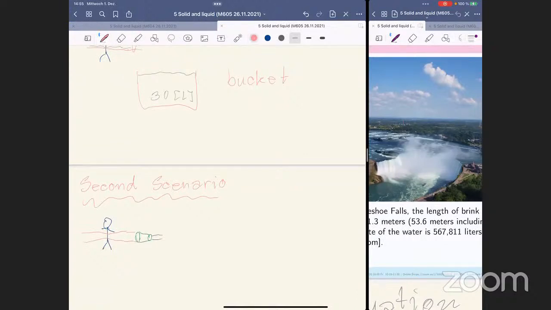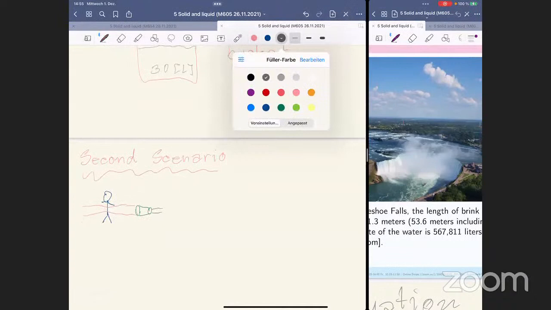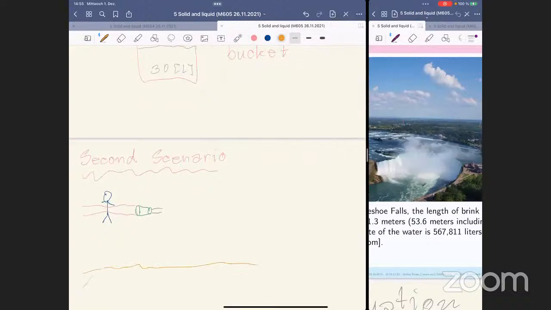There is no bucket at all, right? They just let the water flow. This is the ground, and of course the water will flow like this because the earth has the gravitational force acting on the water streamline. So the water is gonna fall down onto the ground.